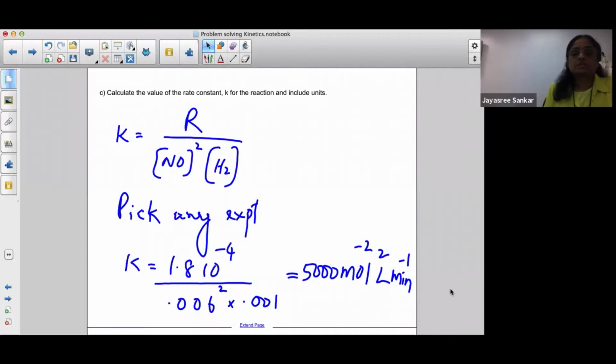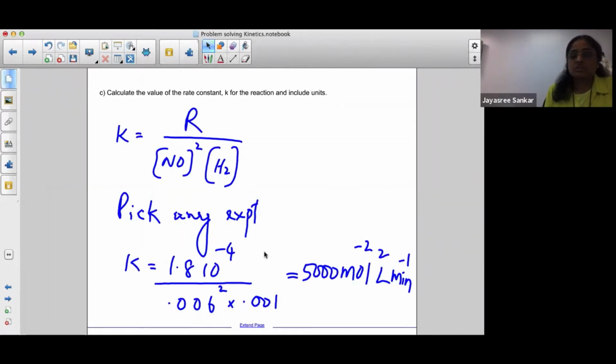Okay, let's continue to the C part of the question. It's asking to calculate the rate constant K for this particular reaction. So from the rate law equation, we can see that K is equal to the rate over NO to the power 2, hydrogen concentration to the power 1. You can pick any experiment as long as you have all the values in that row. So I just picked the first experiment.